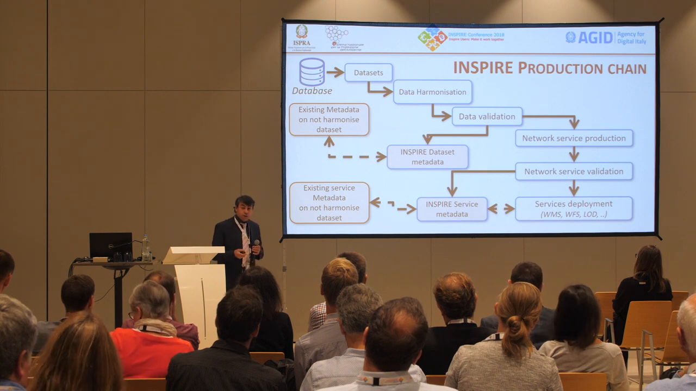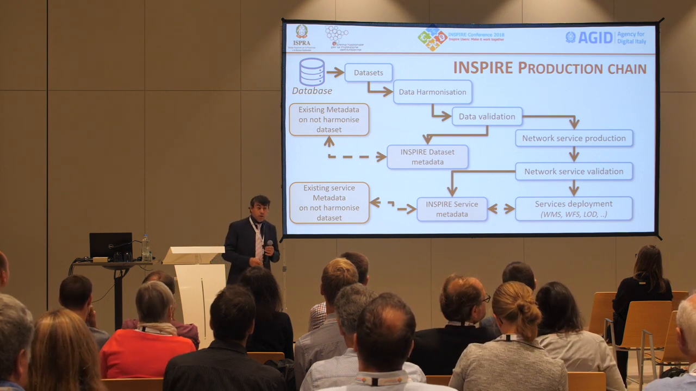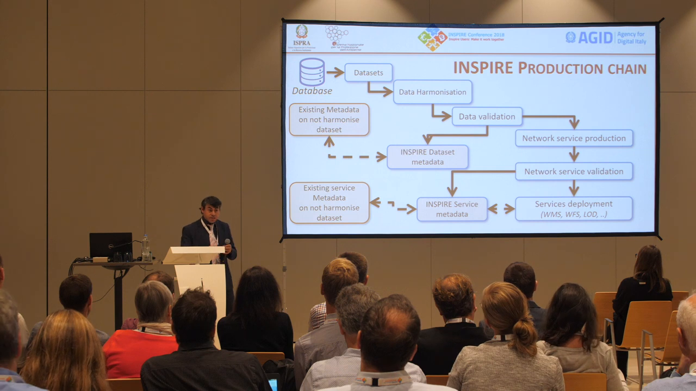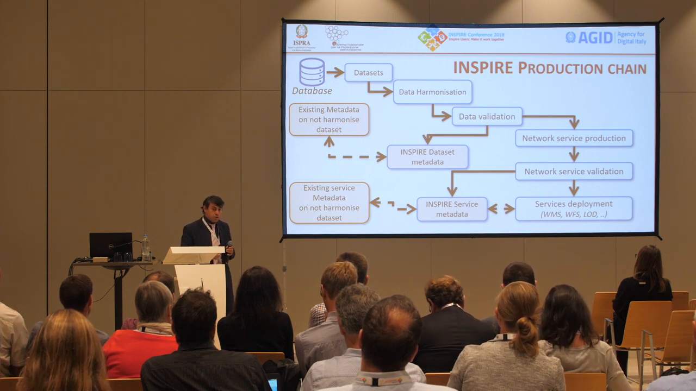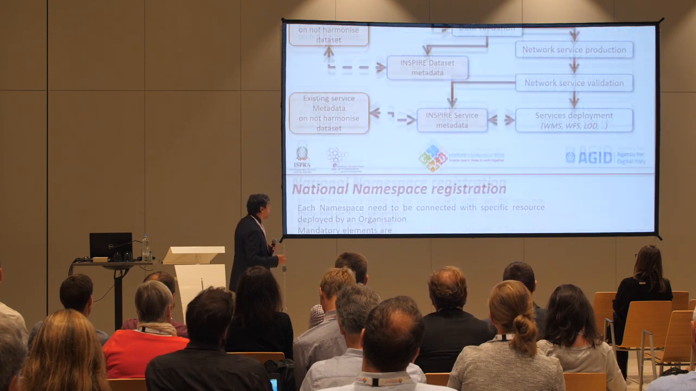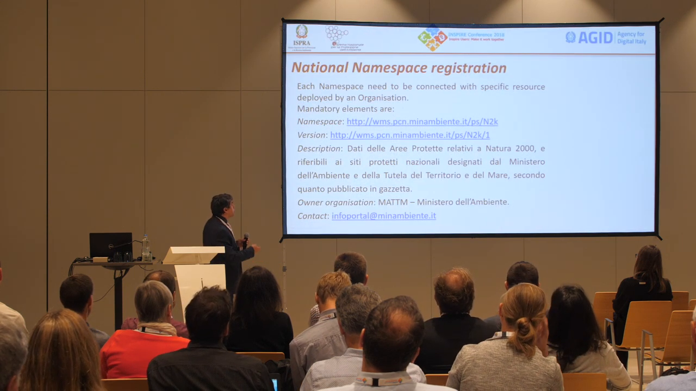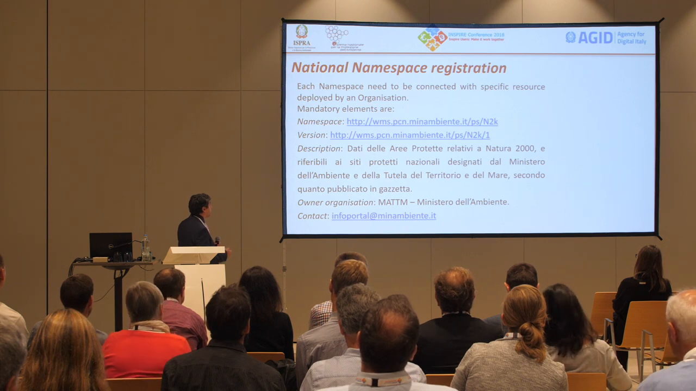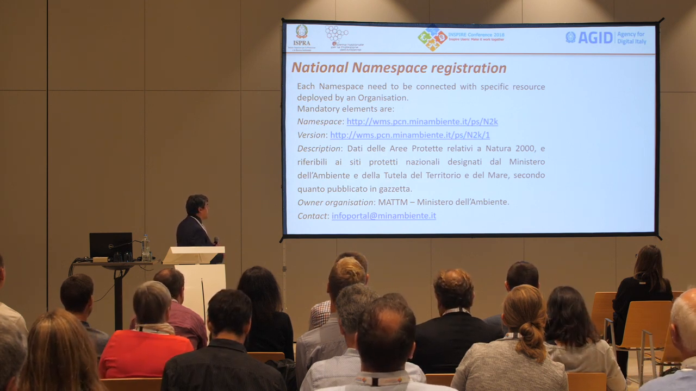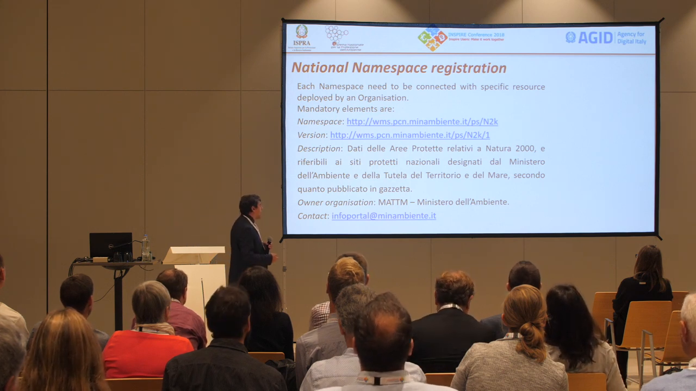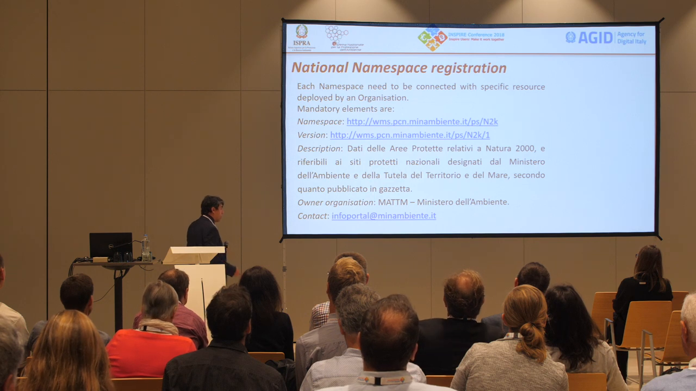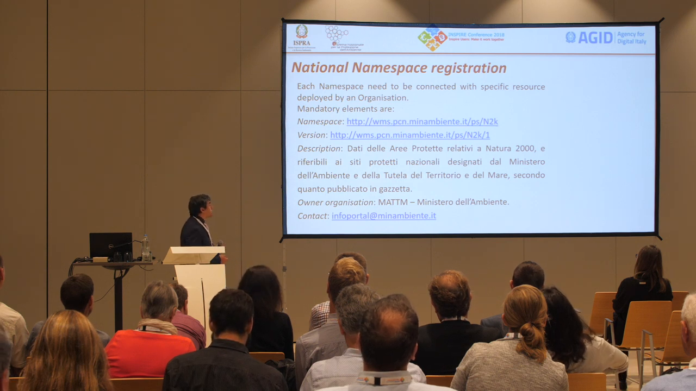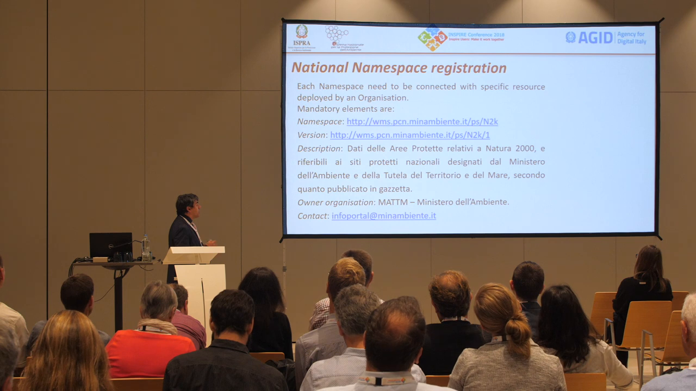In this way, the persistent identifier is quite important for us, because all the metadata, all the spatial objects in the dataset and the service are consistent with the registry. So we have a system to identify each object uniquely. In this way, we have also started to define how to declare a namespace. So when you want to propose a namespace, you provide the namespace, the version, the description, the owner that manages these resources, and also contact information to contact them for more concrete questions. And this is also implemented in the guidelines.